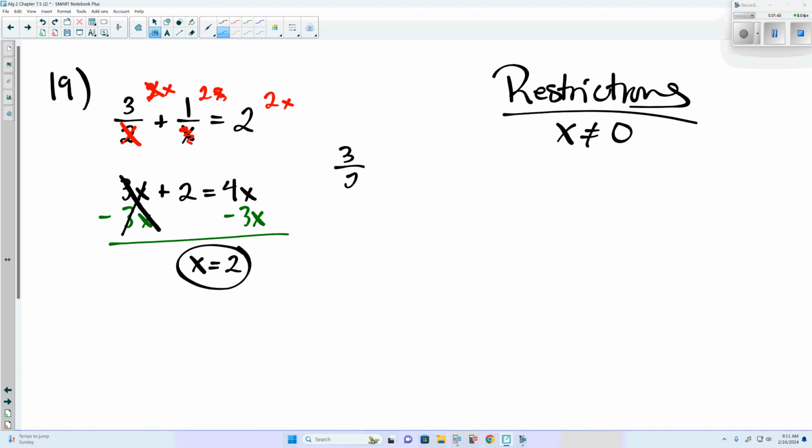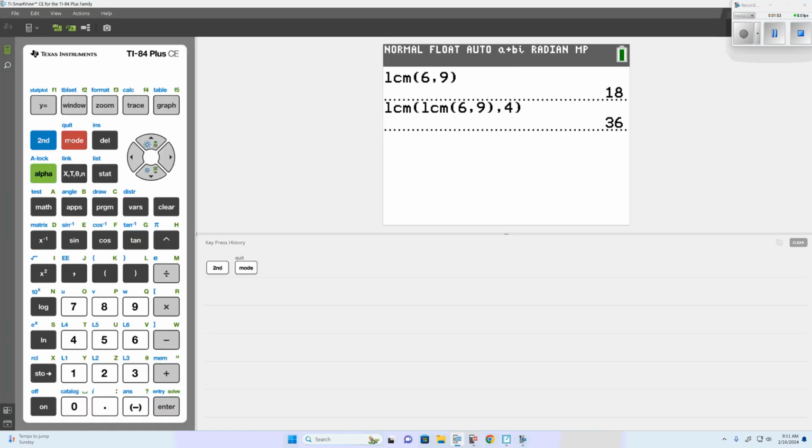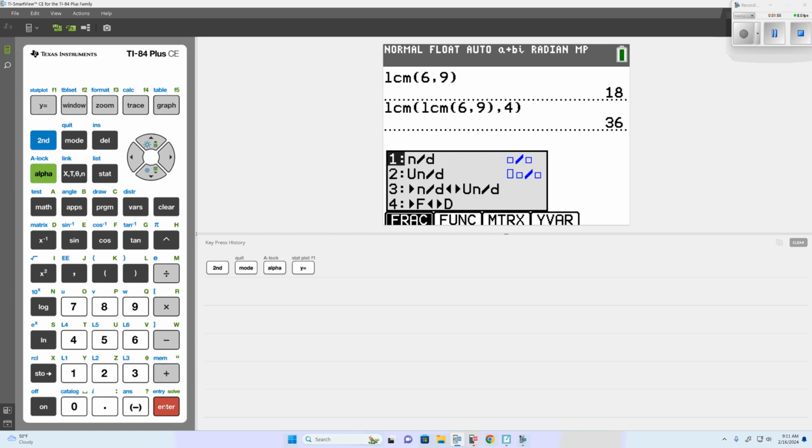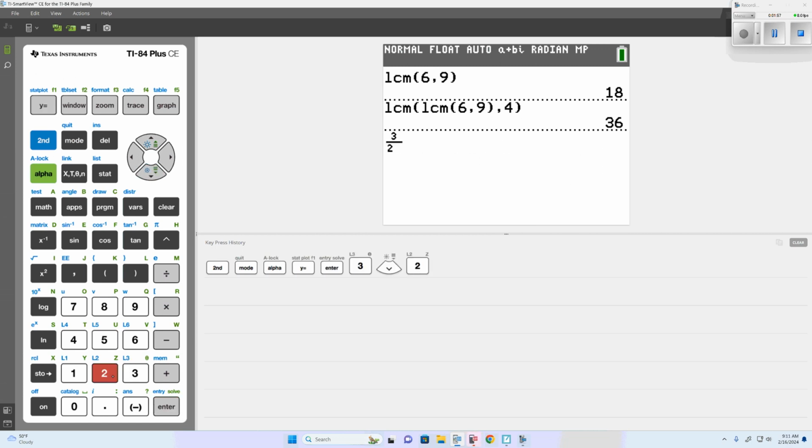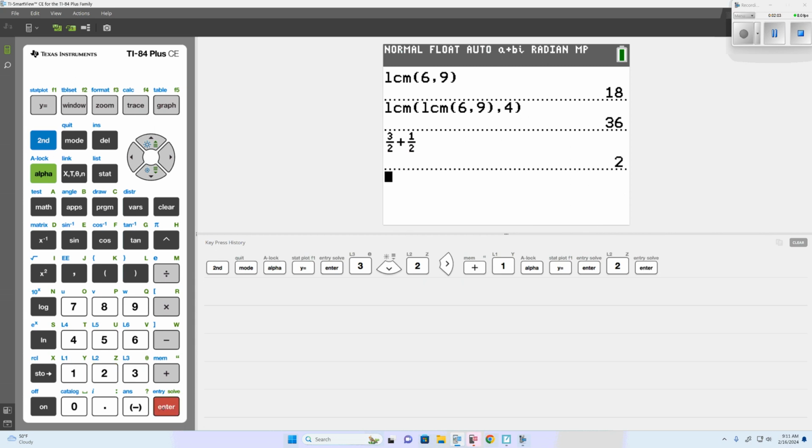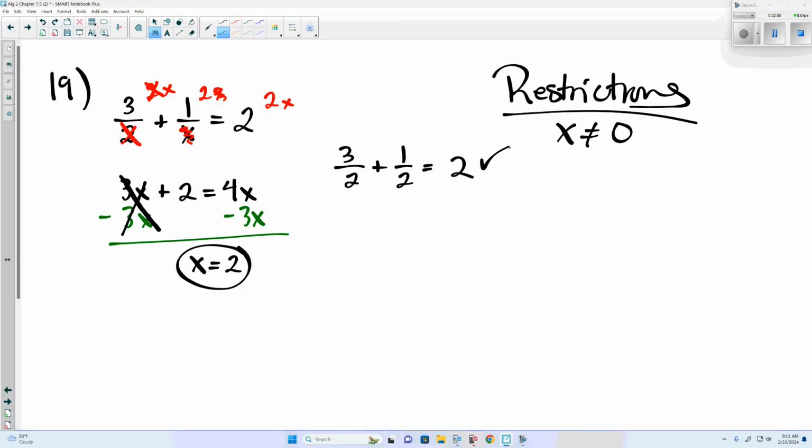And if we wanted to check it, 3/2 plus 1/2 and see if it does equal 2, well, 3/2 plus 1/2 is indeed 2. So that is the correct answer.